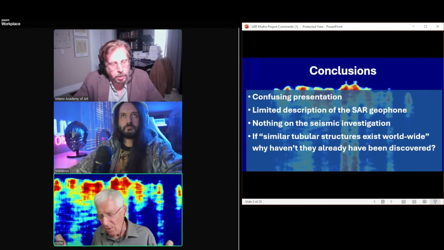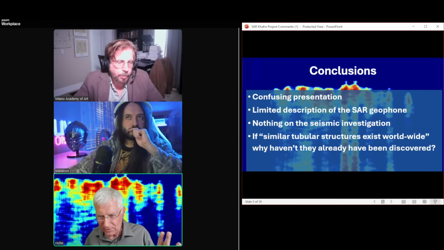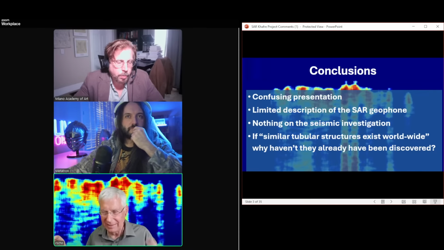And if this radar is doing that, how can they possibly get these tiny vibrations that you can't even feel, that you need a geophone to put down there?